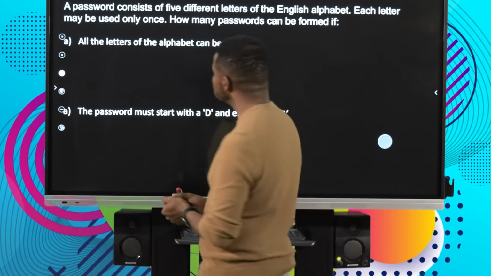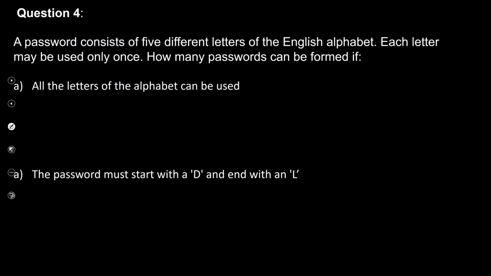Our next question, which is question 4. A password consists of 5 different letters of the English alphabet. Each letter may be used only once. How many passwords can be formed if all letters of the alphabet can be used? Are we together? So we ask ourselves, how many alphabets do we have? We have 26 alphabets from A to Z.